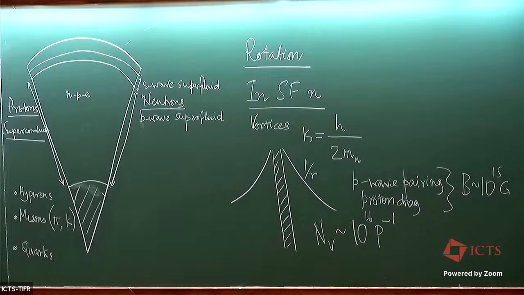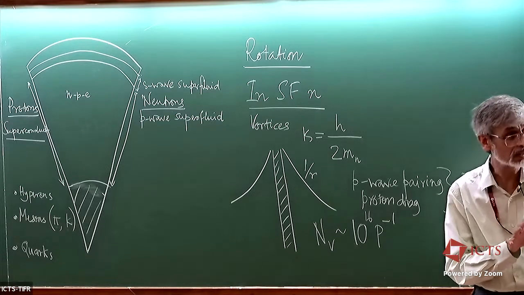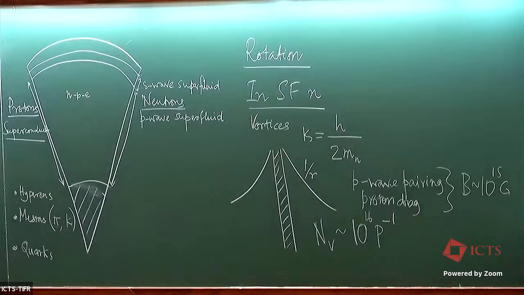So that Magnus force will be outwards, and it will tend to push the vortices outwards, resulting in a reduction in the space density, surface density of these vortices. At the boundary of the neutron star, if the vortices come and hit the boundary, they will annihilate. So you will get a reduction in the number of vortices and the vortex density reducing.